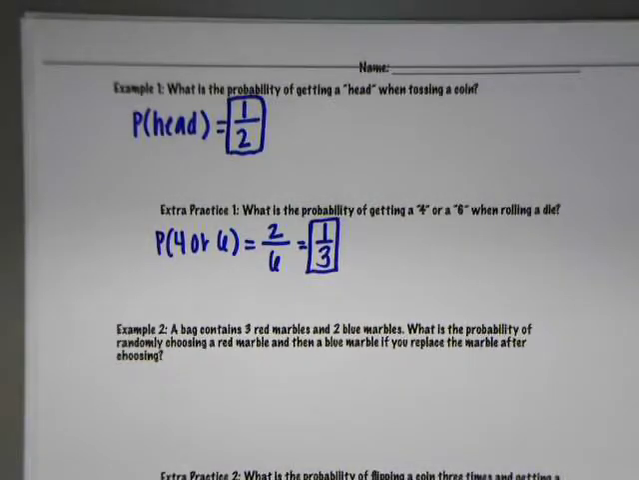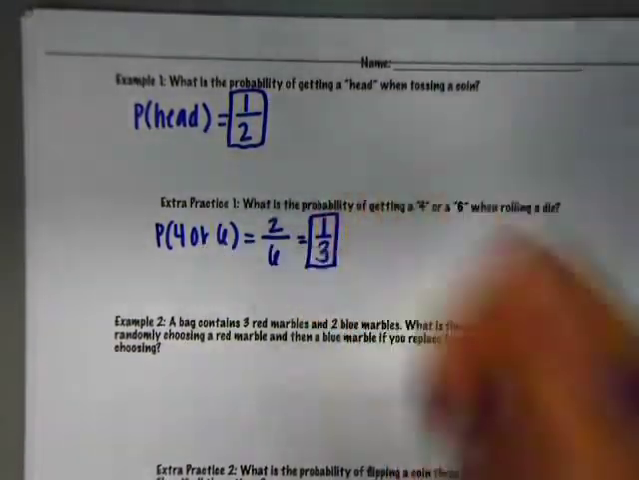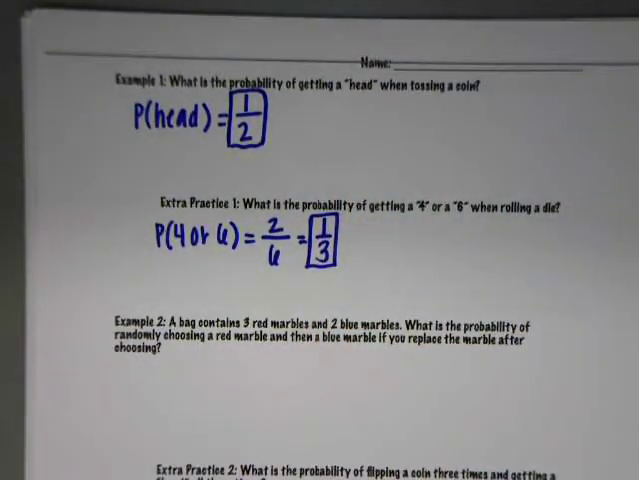Green. So 2 numbers out of 6 numbers are the winning numbers. So it's like the probability that the dice is going to land on a 4 or a 6. So that's 2 numbers out of 6 numbers. Okay, those are just independent, one event happening probabilities.